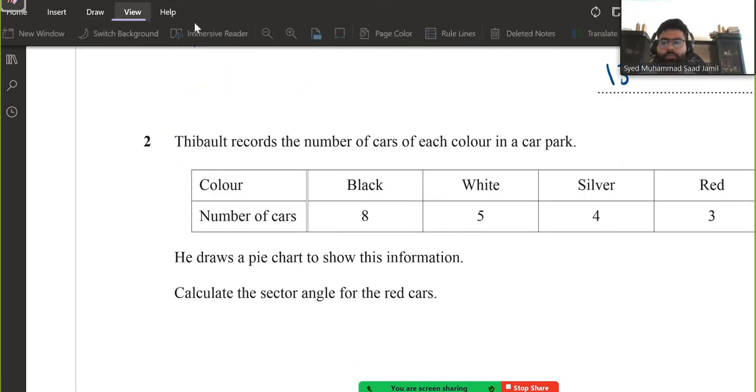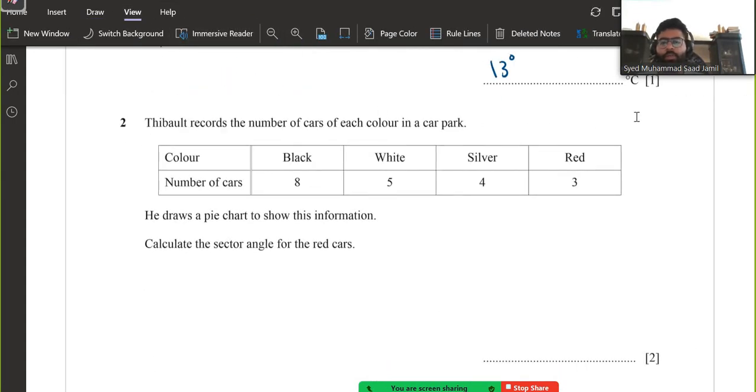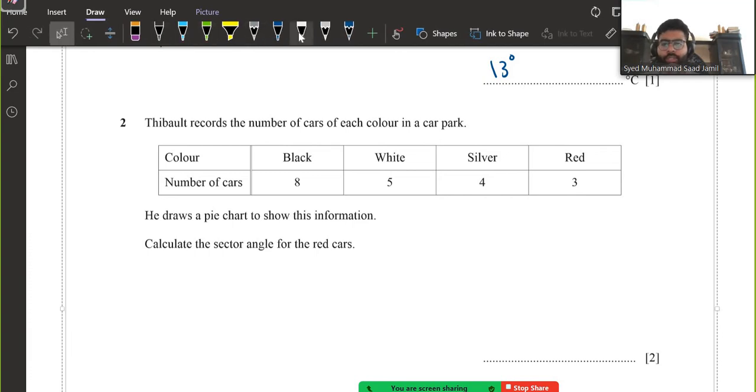Moving on to our next question, it says the board records the number of cars of each color in a car park. They have given the colors, they have given the number of cars. It says he draws a pie chart to show this information. Calculate the sector angle for the red cars. Now, in order to calculate this, first and foremost, you need to calculate the total number of cars. The total number of cars is 8 plus 5 plus 4 plus 3, which is 20. So we add all of them up.